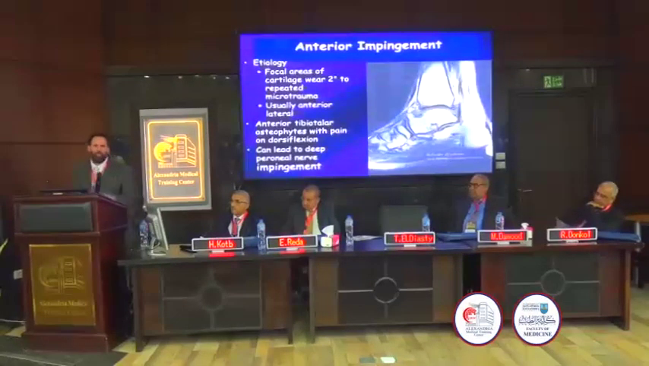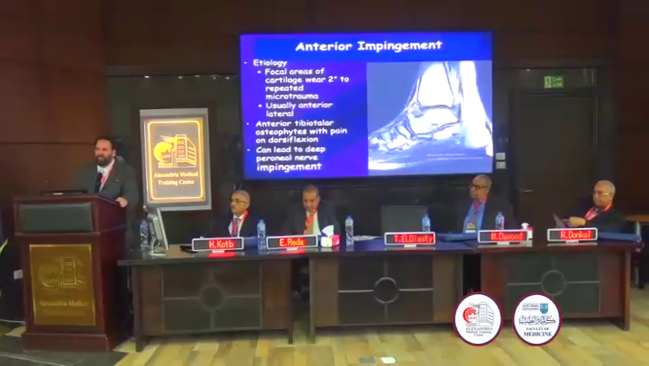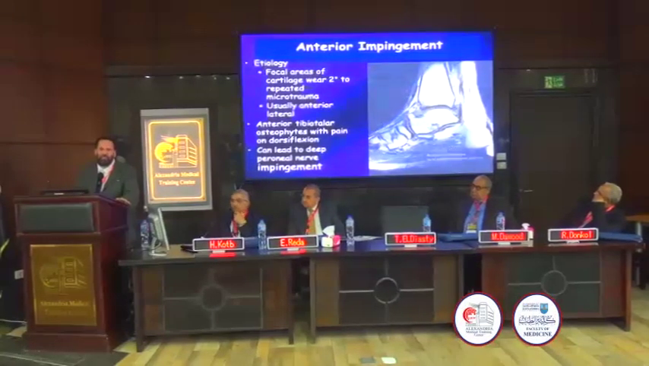Okay, so posterior impingement, typically osseous, typically part of the os trigonum syndrome, is the most common impingement. The second most common impingement is anterior lateral, typically soft tissue, as a response to ankle sprains. The third most common form of impingement is anterior impingement. Now, anterior impingement can be osseous or soft tissue, but usually it's mixed. And it's a type of osteoarthritis.